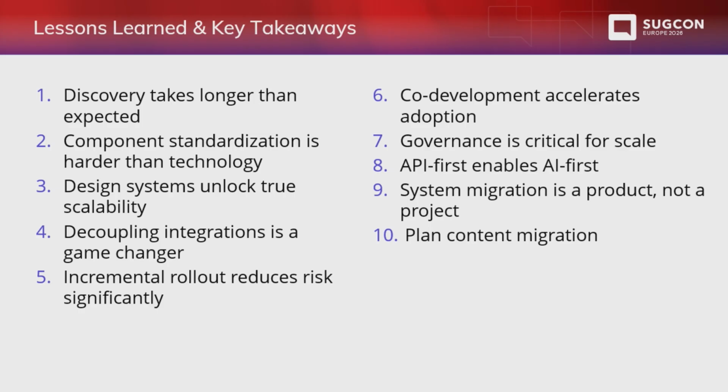API first enables AI first. As we're entering, and already are in, the AI world, having a lot of these actions driven by APIs helps enable building AI agents in the future. Then, system migration is a product. It's not a one and done project, right? It's a continuous process. You're never truly done. You just keep building on top of it.